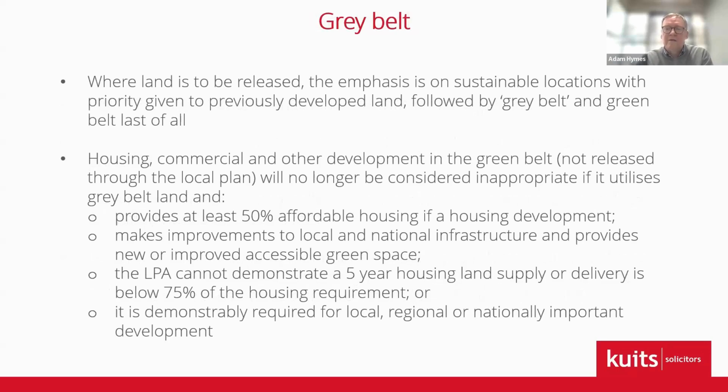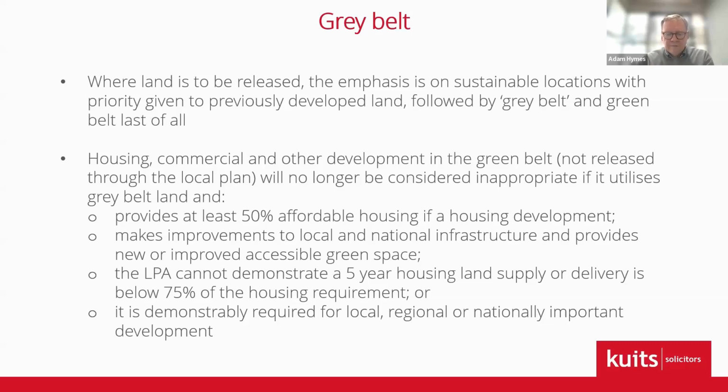Okay, grey belt is a term that's bandied about, and just, I don't have it on the slide, but the definition of the grey belt is land in the green belt that includes previously developed areas and those that contribute little to the green belt's purpose, but excluding certain significant environmental areas. So that's grey belt. And just to be clear, where land is to be released, the emphasis is on locations where it's sustainable, so that you go in order of previously developed land, followed by grey belt, followed by proper, you might say, green belt last of all.